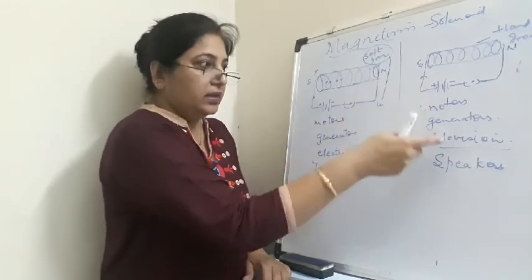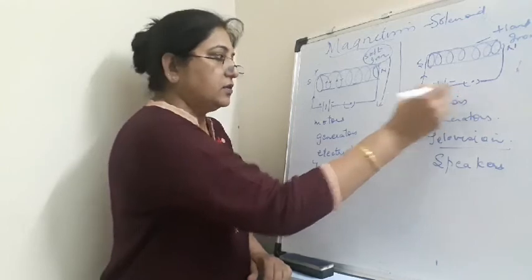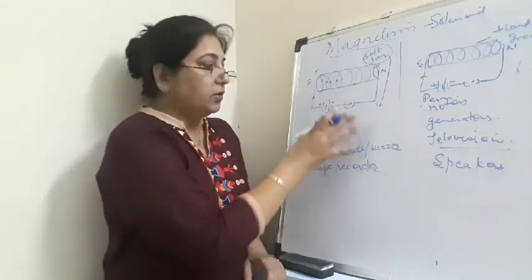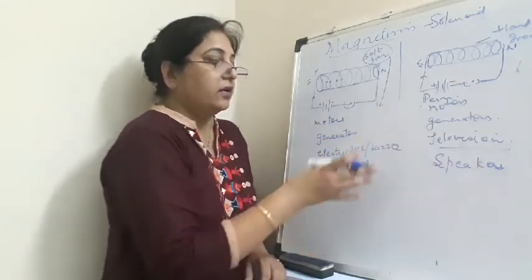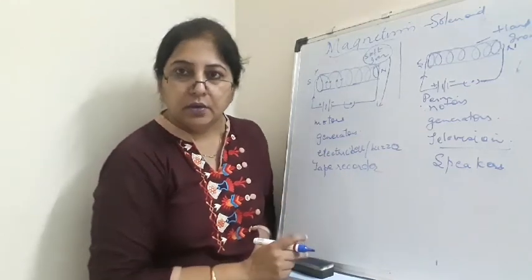Okay, so this is called a permanent magnet and this is called a temporary magnet. Then there are some uses of this magnet. Write down in the notebook and complete your work. Okay, thank you.